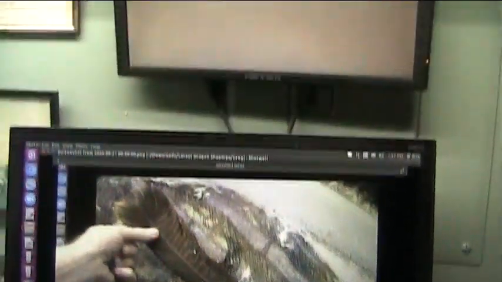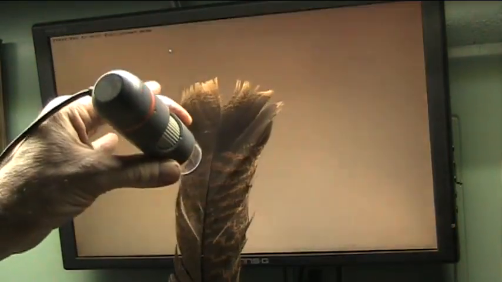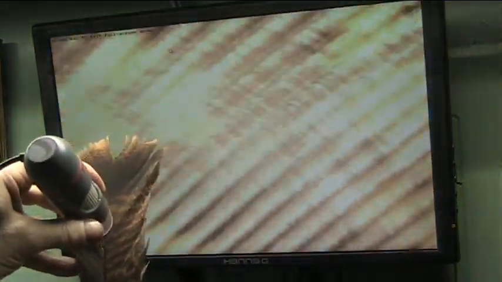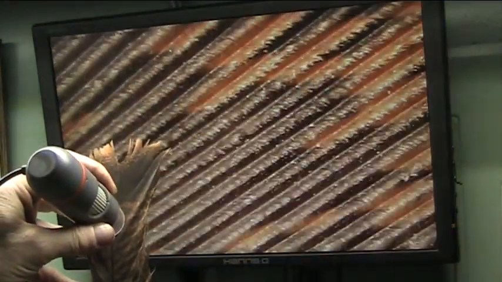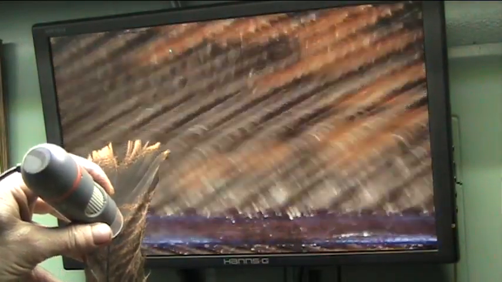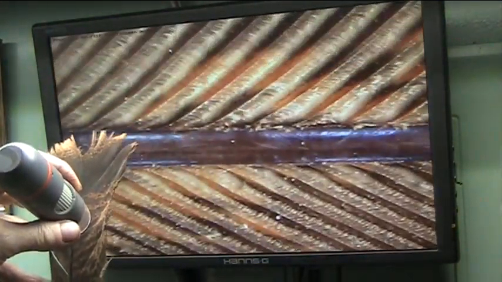Hold on. We're going to be going up here. Let me get ready. Okay, you see that? That's a turkey feather. Here's what I'm looking at right now. With this microscope, I'm looking right there like that. You see it? That's what I'm looking at. And that's the thing running down the center, the big piece.